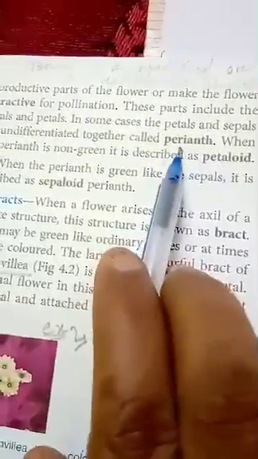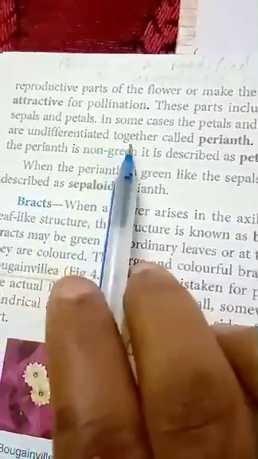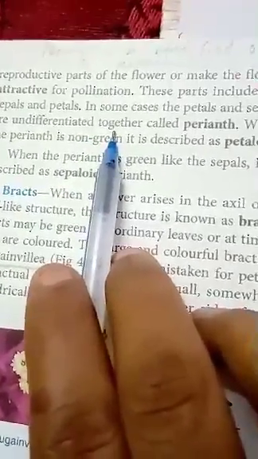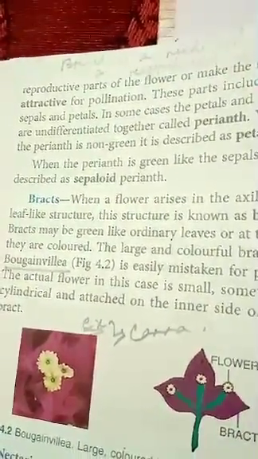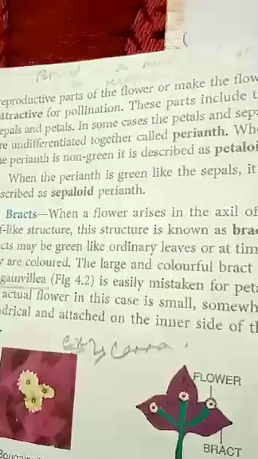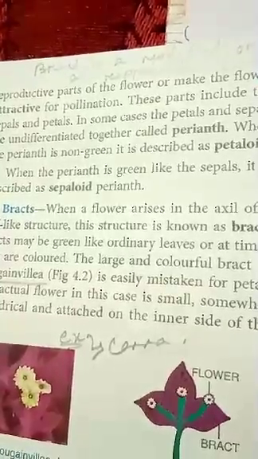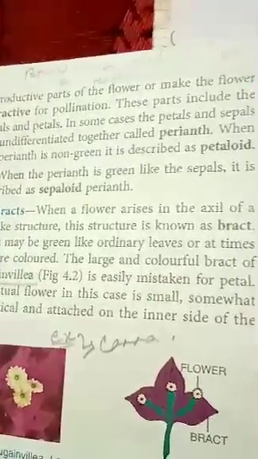Come to the next page. Here you can see there are some terms called perianth and petaloid. Perianth is, please underline this definition, the condition where petals and sepals are undifferentiated. Sepals are green in color and petals are brightly colored, so you can identify them. But in some flowers, you cannot distinguish the petals and sepals. That is called the perianth condition.